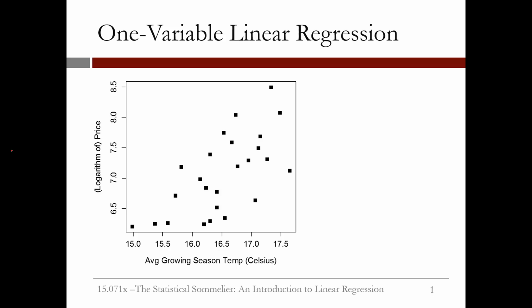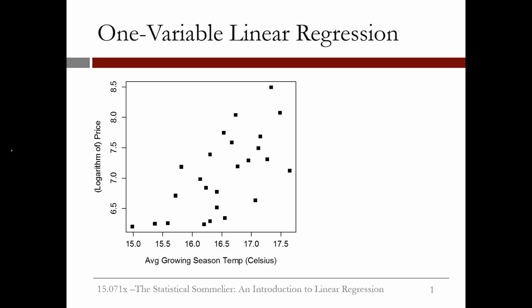Let's discuss the method Ashenfelter used to build his model, linear regression. We'll start with one variable linear regression, which just uses one independent variable to predict the dependent variable. This figure shows a plot of one of the independent variables, average growing season temperature, and the dependent variable, wine price. The goal of linear regression is to create a predictive line through the data.